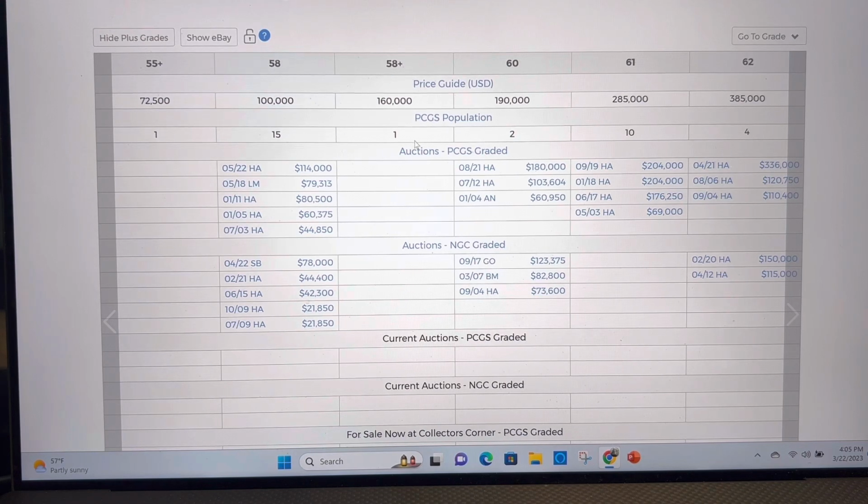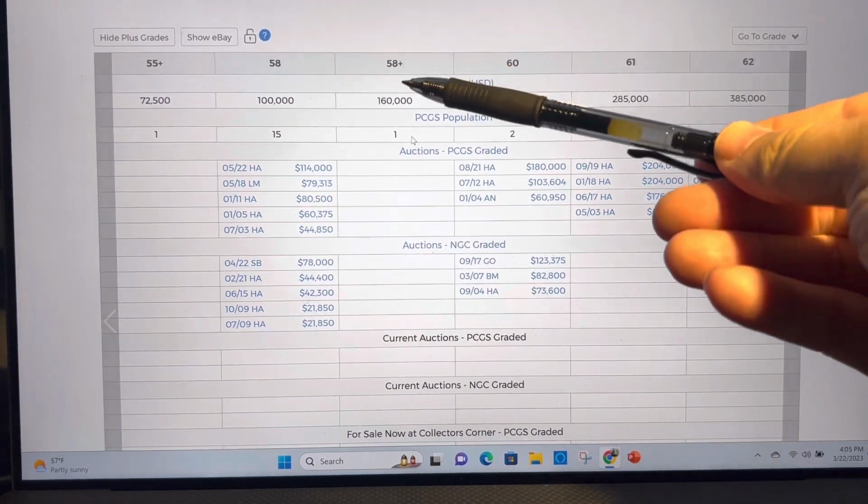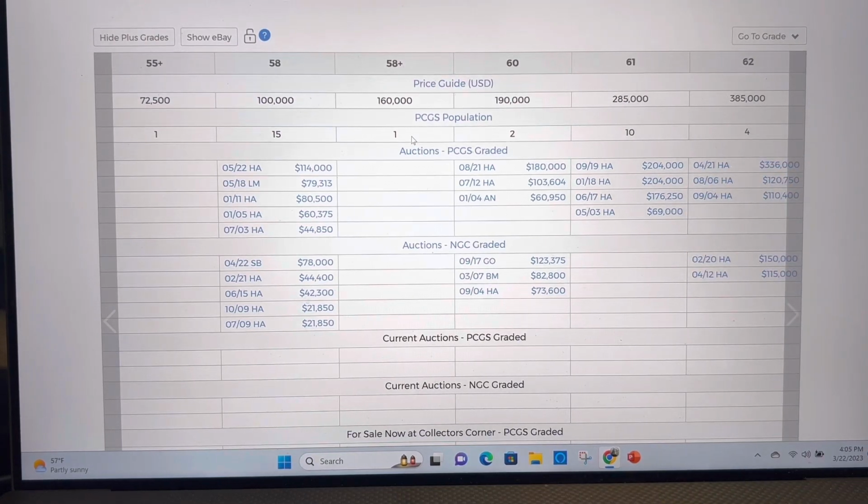Again, look at the grades here. 58 plus, they've only graded one example at that grade level. Again, 58 plus and 60 are two incredibly obscure grades that the graders don't use that often. So it's either going to be a 58 or a 61. And for the 61, check out the price difference: $285,000 for a 61, while your 58 is $100,000.